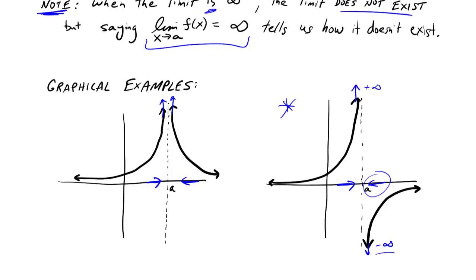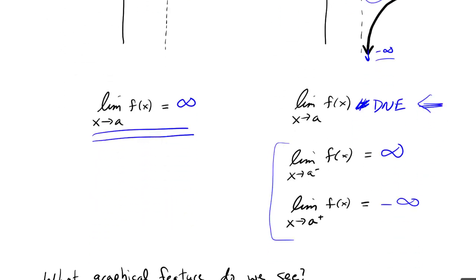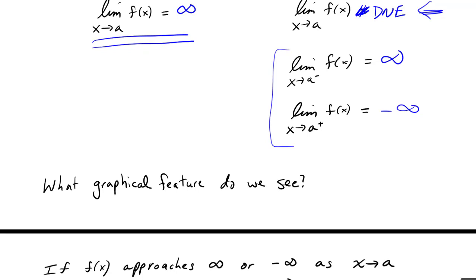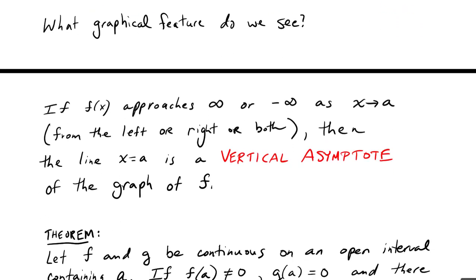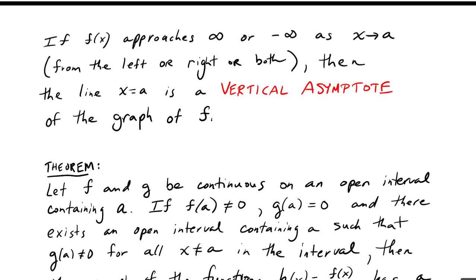and that's this dotted line that I've represented. So what graphical feature do we see? Well, that's the question. And here's what we get. If f of x approaches infinity or negative infinity as x approaches a, from the left or right or both, so at least one of the directions, then the line x equals a is a vertical asymptote of the graph of f. So you've likely seen vertical asymptotes before, but you didn't really formally know how they were defined.